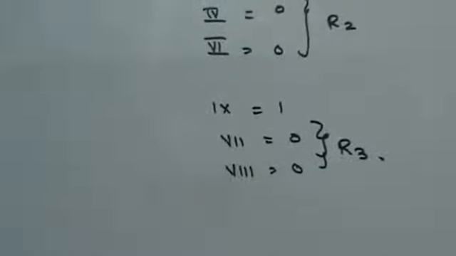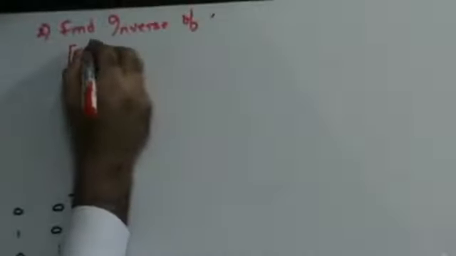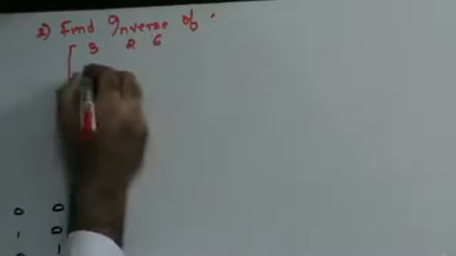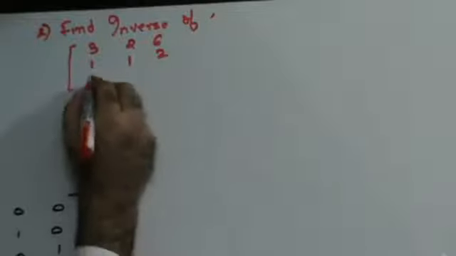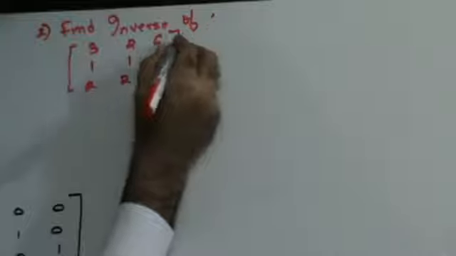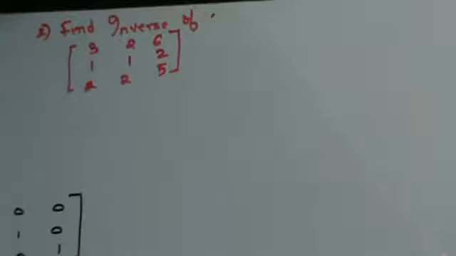Let's see another sum. Find the inverse of. So, what does that arrowhead signify? That particular row or that particular column will change. In this case, that particular row will change. Find the inverse of this.